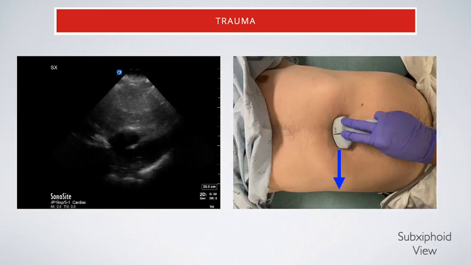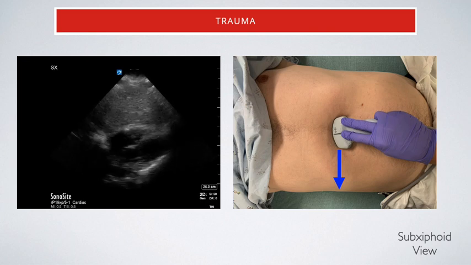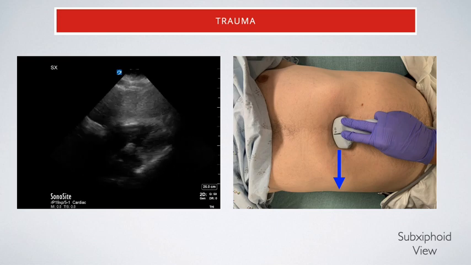Now continue on to the subxiphoid cardiac view. With your hand on top of the probe and your marker dot pointed toward the patient's right, place the probe just below the xiphoid and angle toward the patient's left shoulder. The bright white stripe around the heart is the pericardium, the location in which you will look for pericardial fluid.